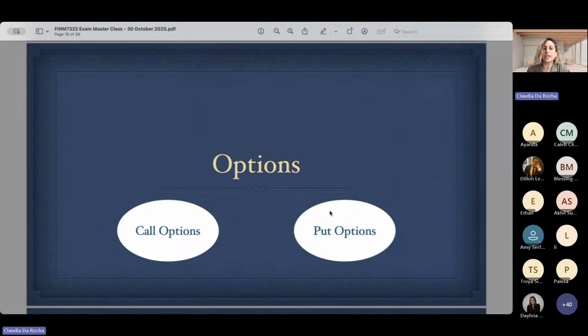Okay, still in Learning Unit 6, we have options. Okay, we have call options and put options. Okay, call options are options to buy, put options are options to sell. Okay, make sure you know the difference. Make sure you understand how to calculate. I'll go through the formulas now for you as well. The main piece here is to calculate the gain or loss. Okay.